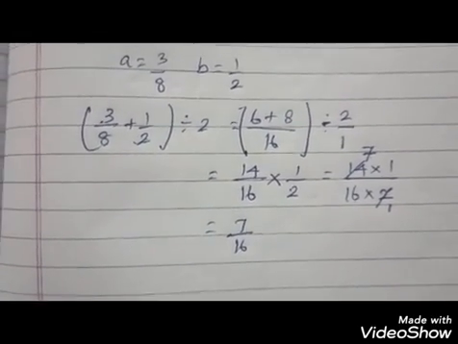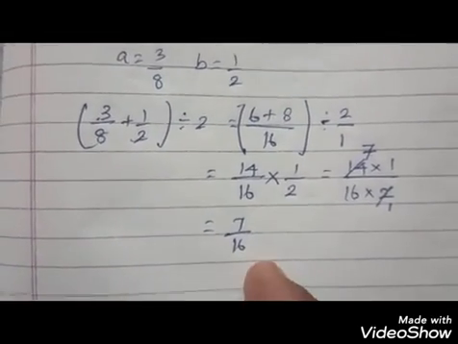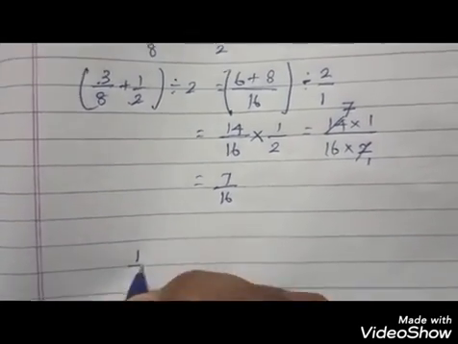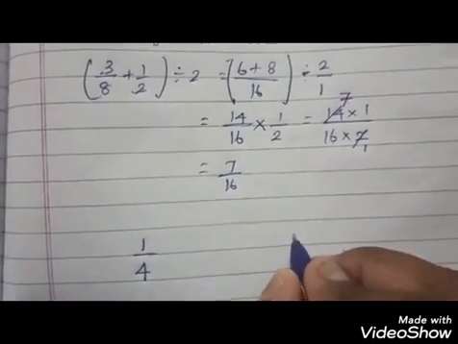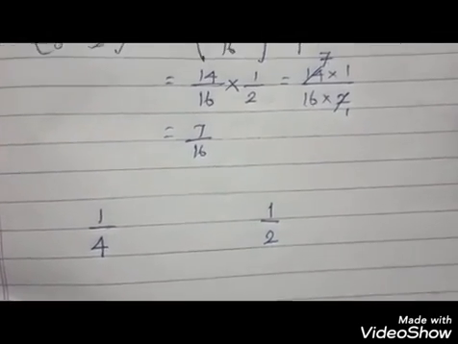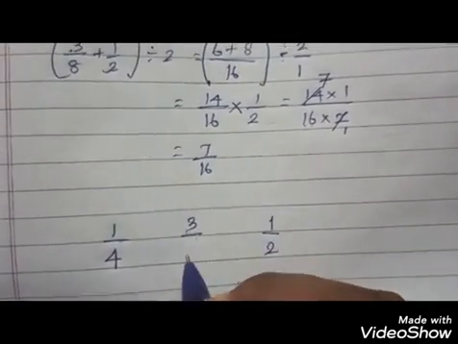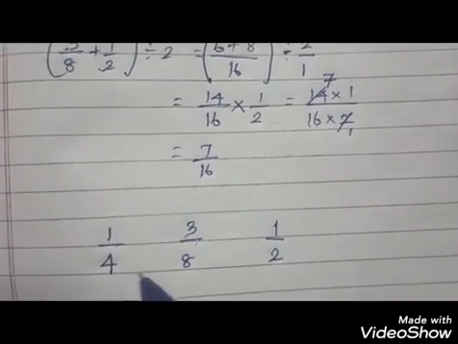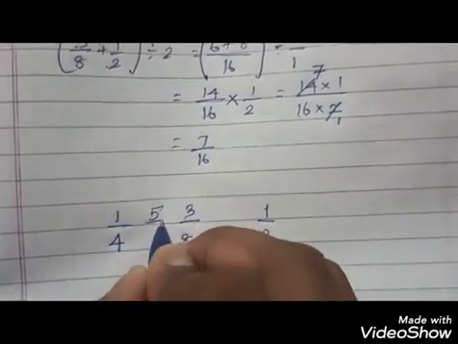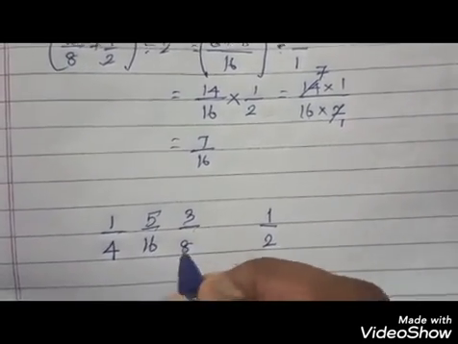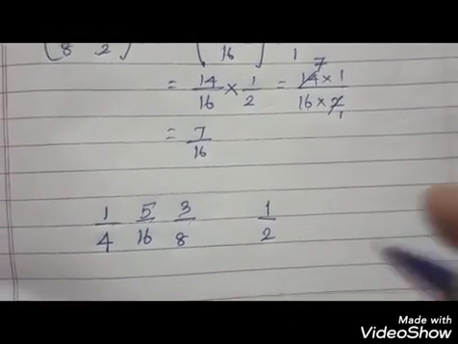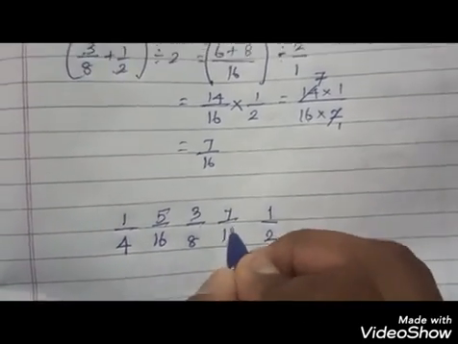So already you got 5 by 16 and 3 by 8, and now this is the third rational number. Already I have written 1 by 4 and 1 by 2. These are the two rational numbers we take. First we find 3 by 8. Next, by taking these two, we get 5 by 16 as a rational number in between these two numbers. And again we take these two rational numbers. Now we get 7 by 16.